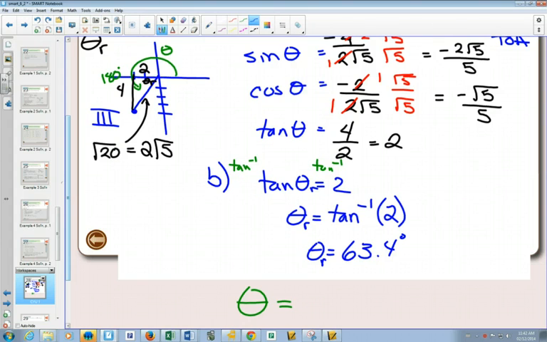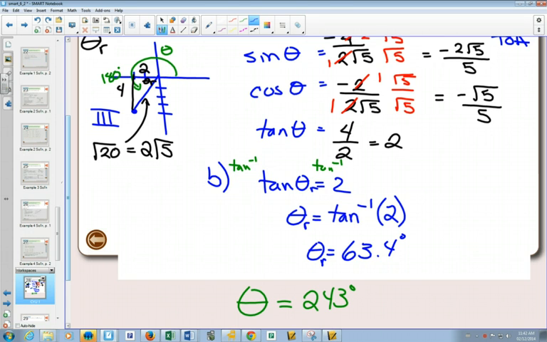So 243.4 rounded to the nearest degree would be 243 degrees. Okay? That's why drawing the picture really helps, because here I've got my entire angle theta, and there I have my reference angle.